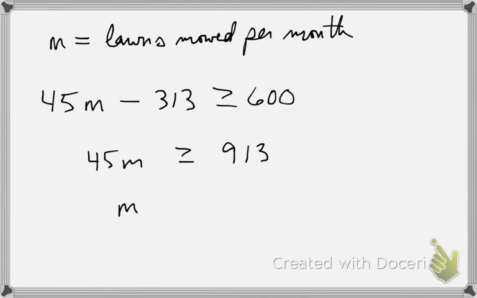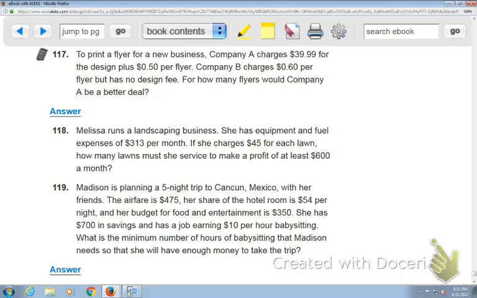You guys agree? Next step, divide by 45. So M is greater than or equal to 913 divided by 45. Did I have to flip my inequality? I mean, I wrote it there, so you know the answer is no, but why? Yeah, I divided by a positive 45, and you only flip when you divide or multiply both sides by a negative number.